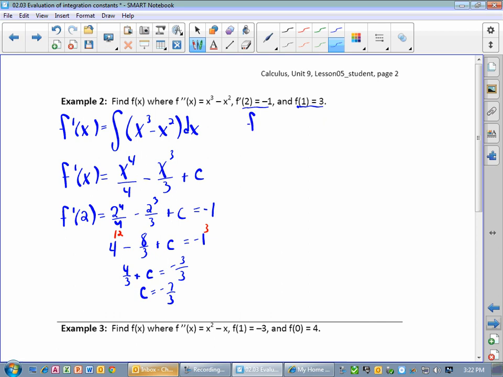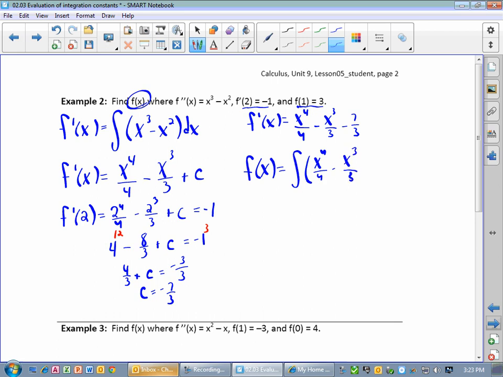So that means f prime of x, which notice we found right here, with everything except for the c, which we now have, is x to the fourth over 4 minus x cubed over 3 minus 7 thirds. This actually solves for c. There's no more c here. But we're actually looking for f of x, so we have to integrate our derivative. So f of x now is equal to the integral of x to the fourth over 4 minus x cubed over 3 minus 7 thirds dx.